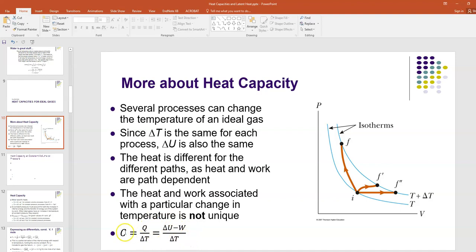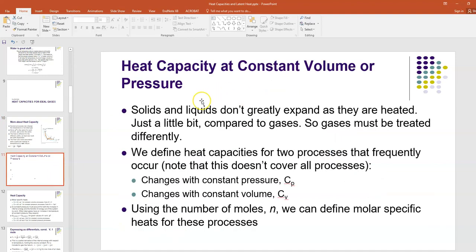So you can see here that as opposed to what's going on for solids and liquids, you can have a very different kind of numerical expression here, depending on whether you have work or you don't have work being done by that gas. If the work changes, that's going to change your heat capacity. Now, this is different because solids and liquids don't expand a lot as they're heated. So remember, those coefficients of thermal expansion are generally pretty small numbers. So that means that solids and liquids don't expand tons compared to gases. And because gases do expand a lot, more than solids, gases have to be treated differently.